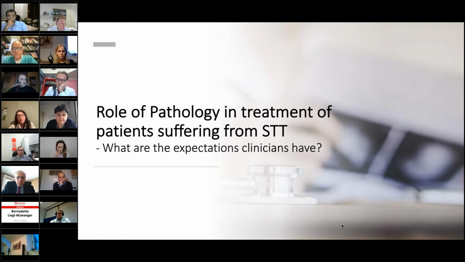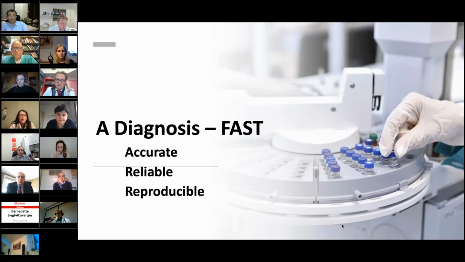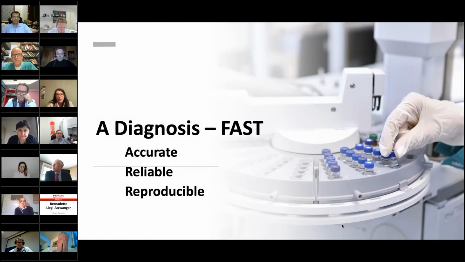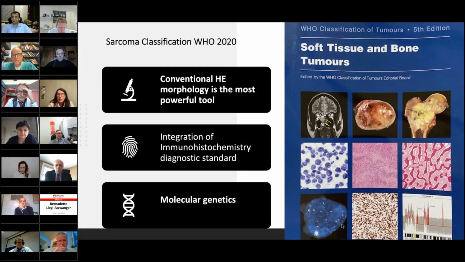And the expectations you as clinicians have are also quite clear, because you want to have a diagnosis. And usually you want to have the diagnosis very fast. Our diagnosis should be accurate, reliable, and reproducible. And most of the time you also want to have included already the molecular genetics of the tumor. So yes, we can do so, and we can provide you with all this information.